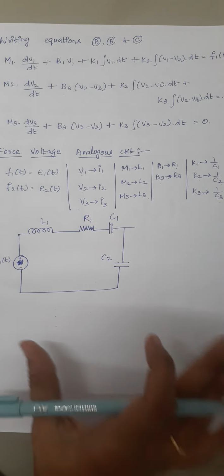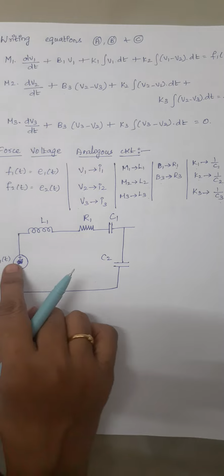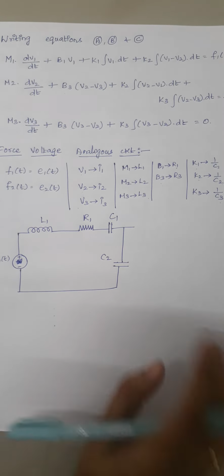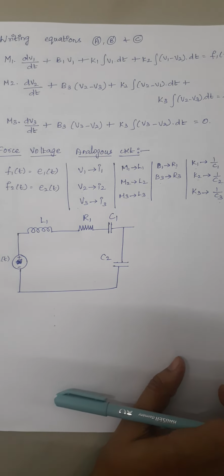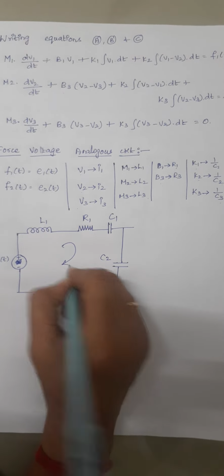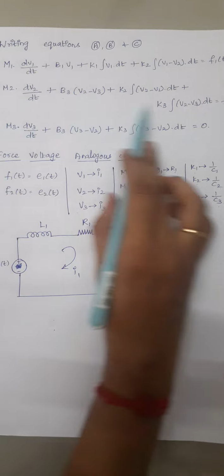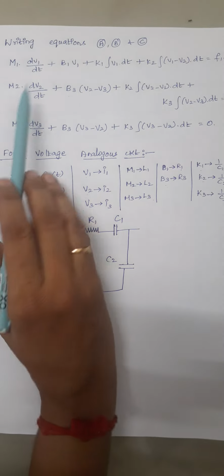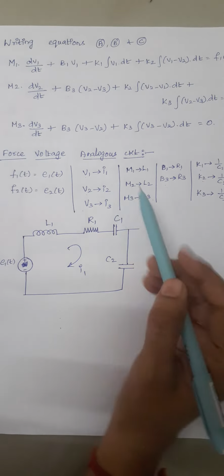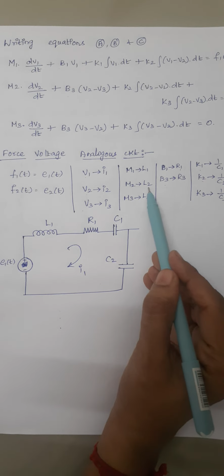Totally you should have 5 elements in your first loop. Again 1, 2, 3, 4 and 5. Hope you all are clear. And again the current flowing through this first loop should be represented as I1. Now consider our second expression. In the second expression again I am having a mass M2, and that M2 should be represented as an L2.